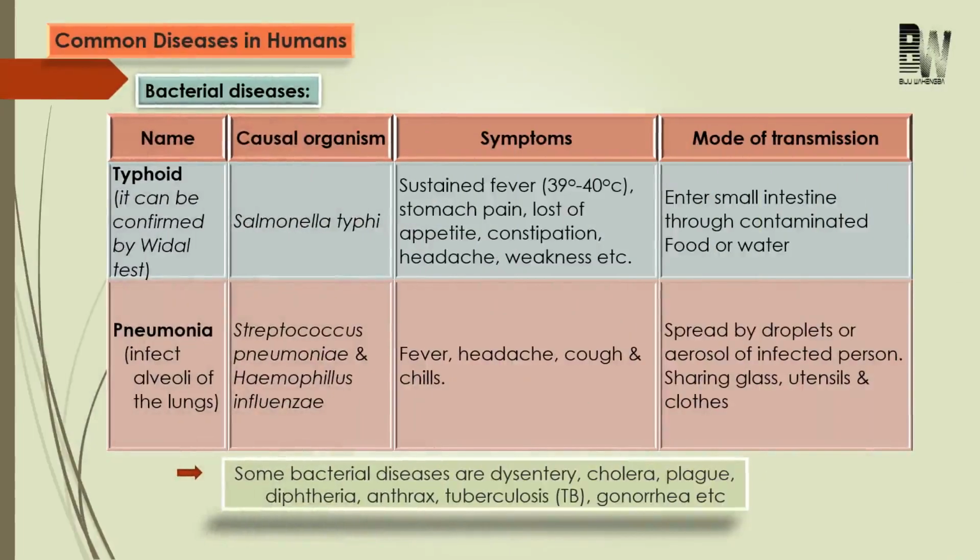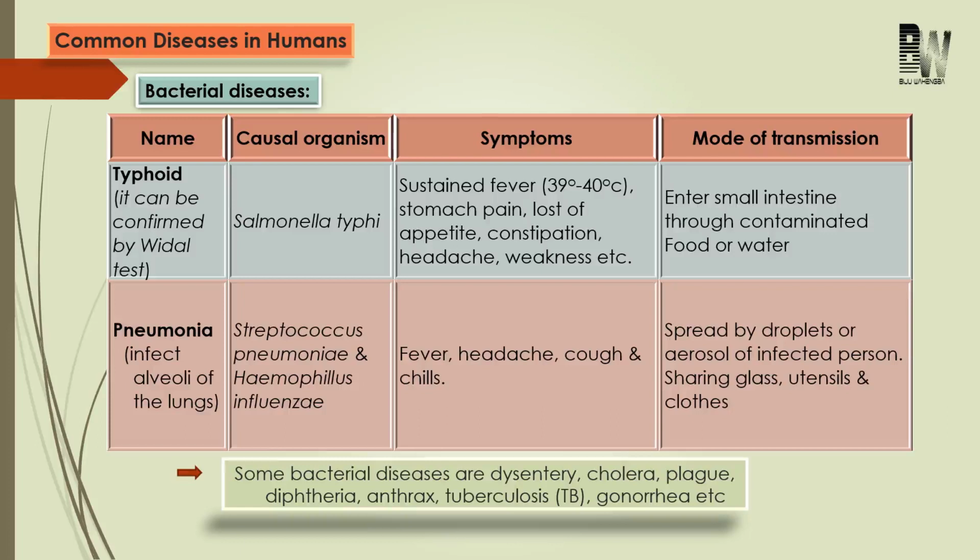Now let's see some common infectious diseases in humans. Here we will discuss some types of diseases, their causal organism, symptoms, mode of transmission, and if you know the mode of transmission, then you can easily assume how to prevent the disease. Okay. So come to bacterial disease. Here we will discuss two diseases. One is typhoid and one is pneumonia. Here I have given you a table also, so that you can easily study the points.